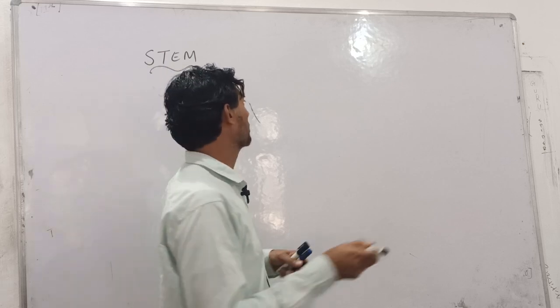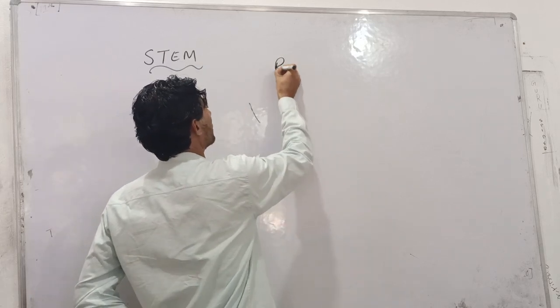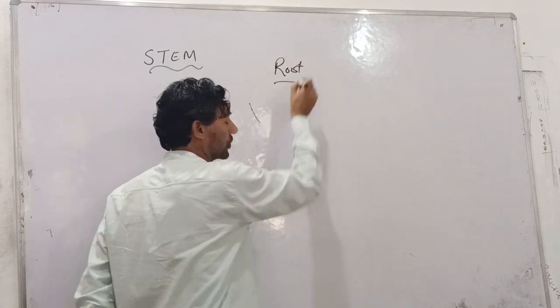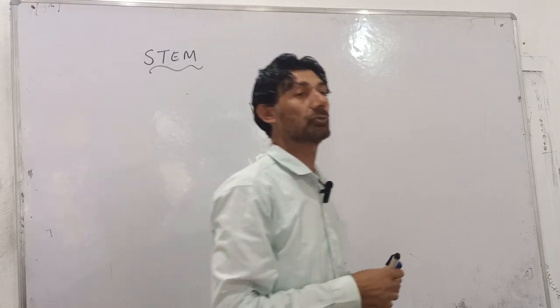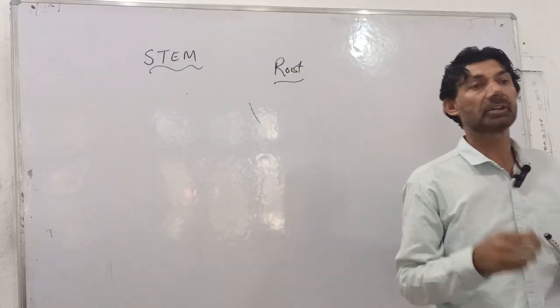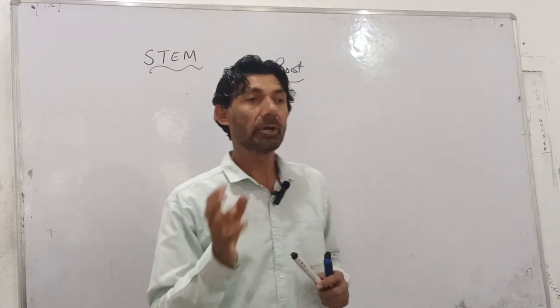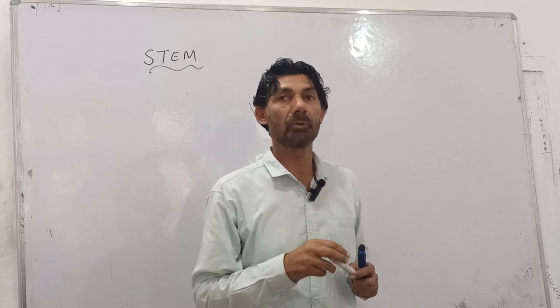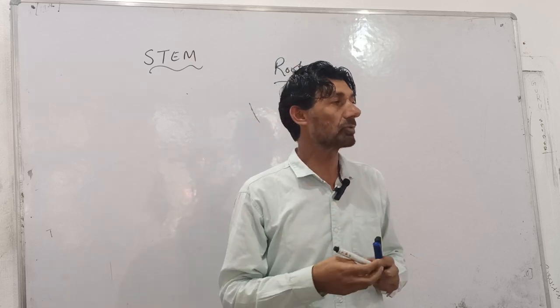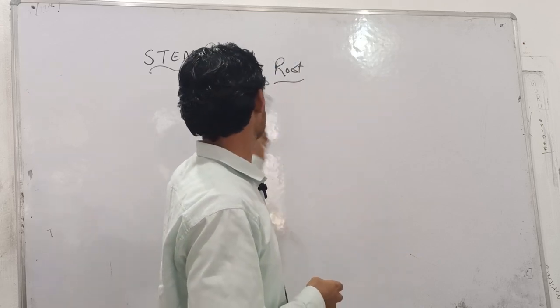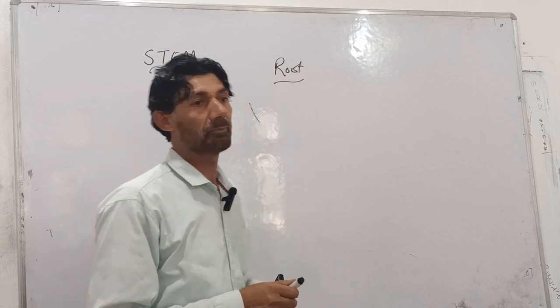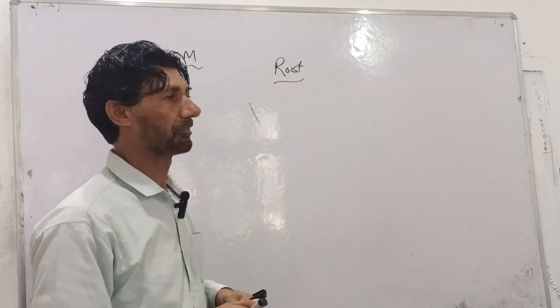The lecture is on root. We will cover the features of root: the definition of root, types of root, modifications of root, functions of root, and parts of root, in detail. One part of the plant is called the stem.